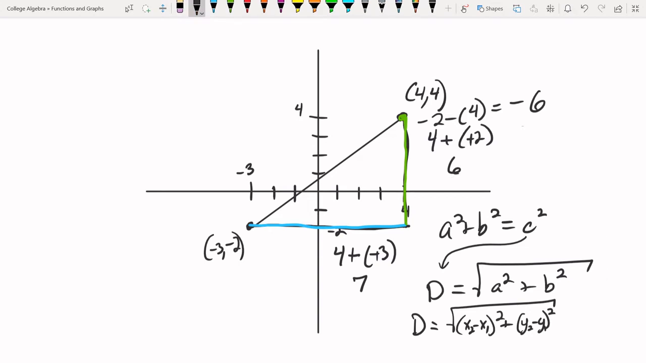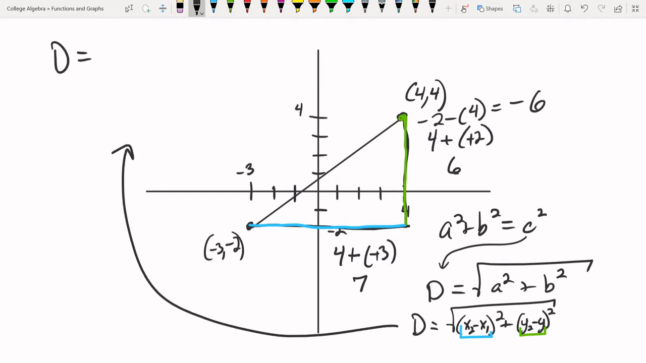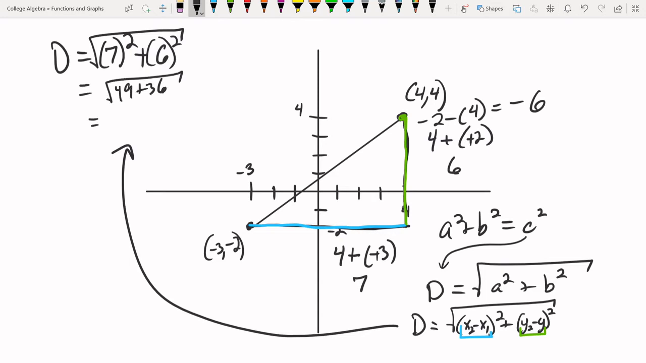Okay, so we've already found these quantities. The x2 minus x1, this is just the blue, and y2 minus y1 is just the green. So let me write it over here to have a little more room. x2 minus x1 is 7 squared, plus y2 minus y1 is 6 squared. Take the square root of that. 7 squared is 49, 6 squared is 36. 49 plus 36 is 50 plus 35, which is 85.